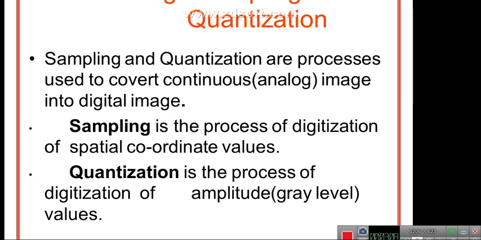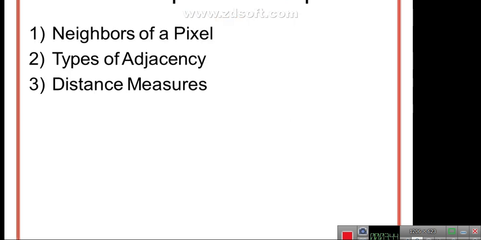Then image sampling and quantization. Sampling and quantization are the major processes used to convert an analog image into a digital image. Sampling is the process of digitization of spatial coordinate values. The pixel intensity values are represented in terms of spatial coordinates, so the sampling process is used to digitize the spatial coordinate values. And quantization is the process of digitization of amplitude or gray level values. Both techniques are used to convert an analog image into a digital image.